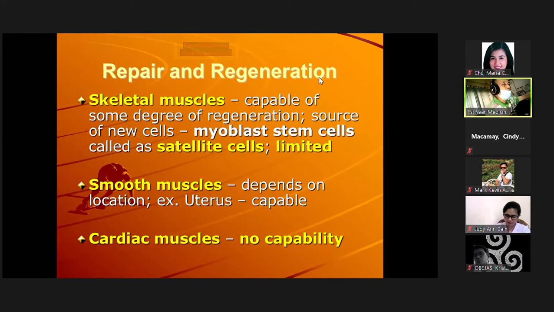Cardiac muscles have no capability. That's why when you have a stroke, or rather a heart attack, you lose oxygen because the capillaries that supply your heart are blocked. Then you will have a scar there. There is no capability of repair and regeneration, as there is no more supply of oxygen in your cardiac muscles.